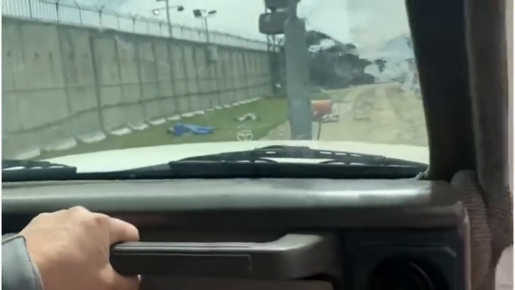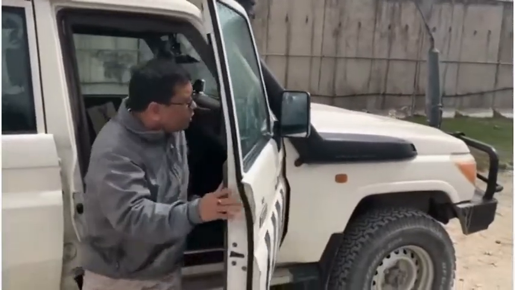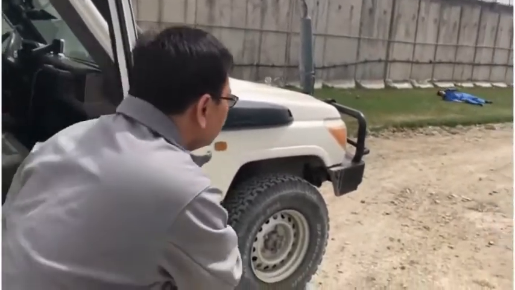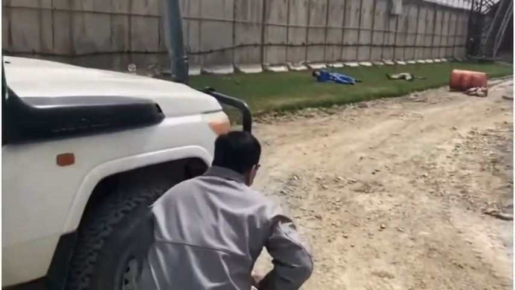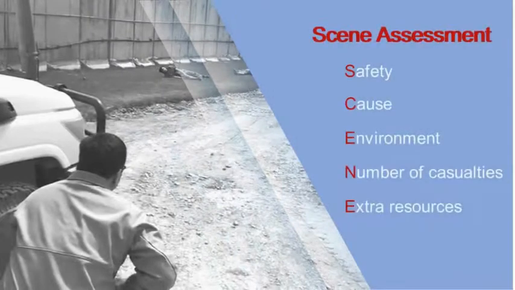Before the first aider begins assessing and managing the victims, he should first start with the scene assessment in order to initiate the alert message as soon as possible. We have devised the acronym SCENE to help you remember how to do a scene assessment very quickly. It starts with assessing the safety of the scene, during which hazards are identified and controlled, and the first aider wears gloves and other personal protective equipment.